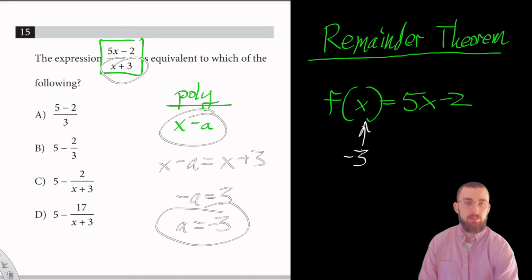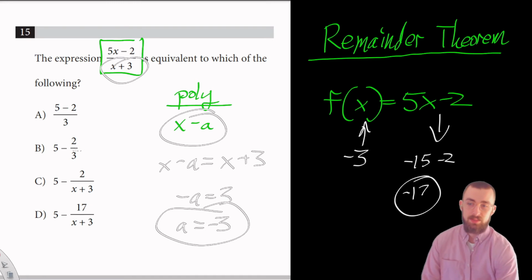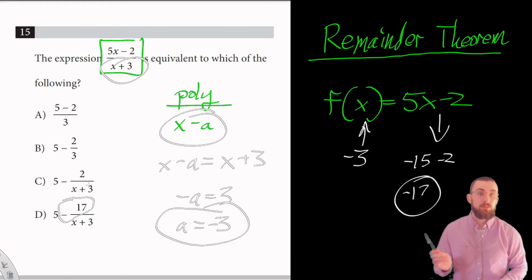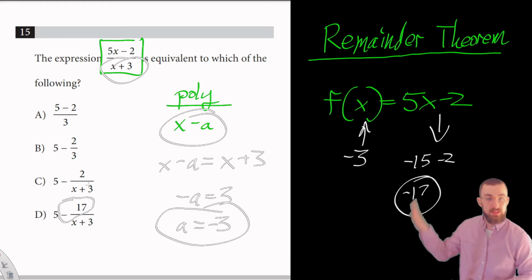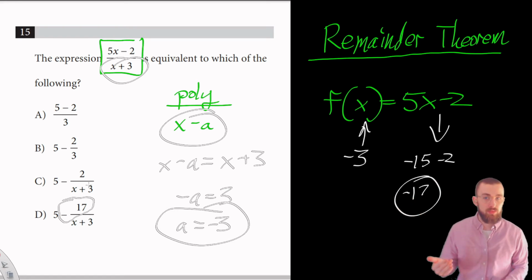So if I plug in negative 3 for x, then what I get out here is negative 15 minus 2, negative 17, and guess what? Boom. Well, it's a minus there, so I'll include that. Negative 17. There are other remainder theorem problems that I think are a better example of the remainder theorem, but while we're here, I just want to go over this and remind you.